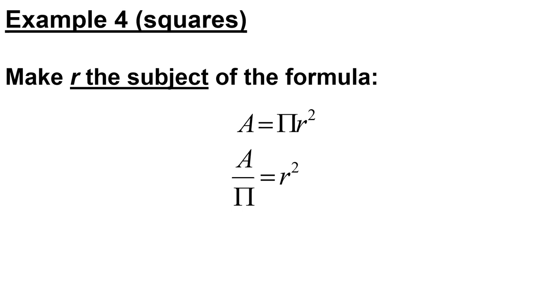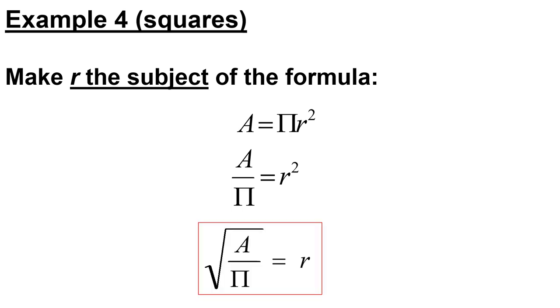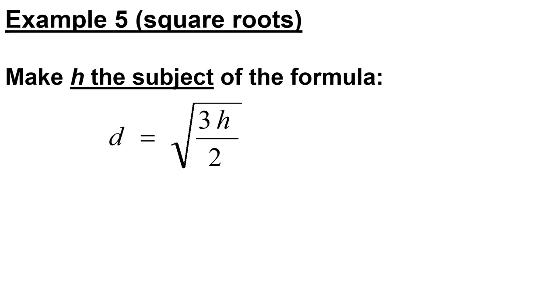Whatever you do on the right hand side, you must do on the left hand side. For every debit, there's a credit. For every action, there's a reaction. Whatever you do on the right hand side, please do it on the left hand side. Put a square root on both sides, you'll be left with the square root of A over pi, all equal to r. Therefore, r is equal to that thing.